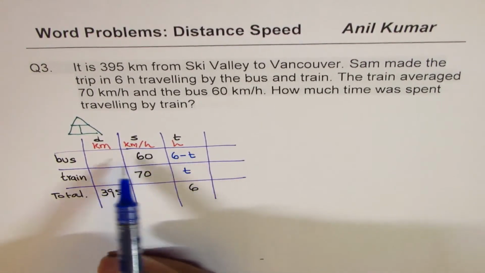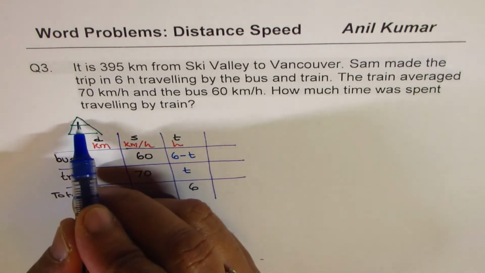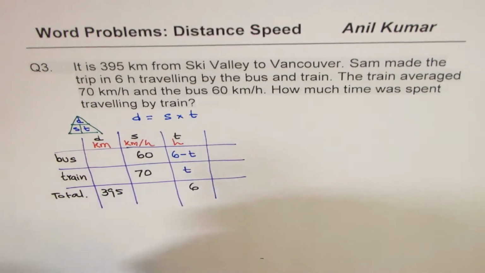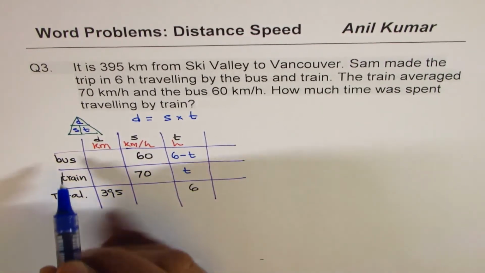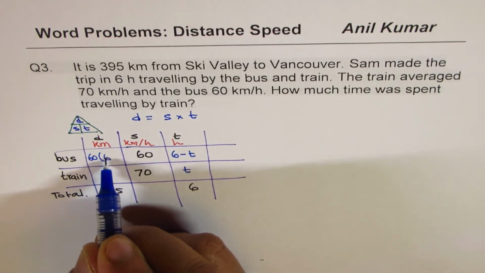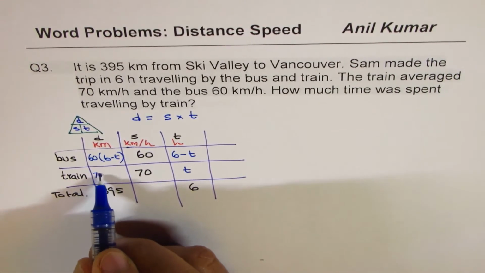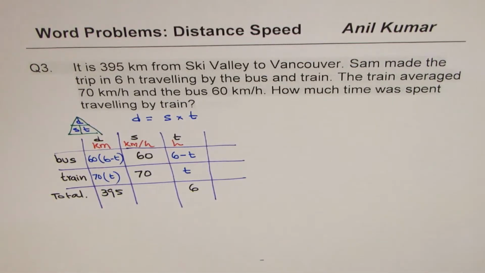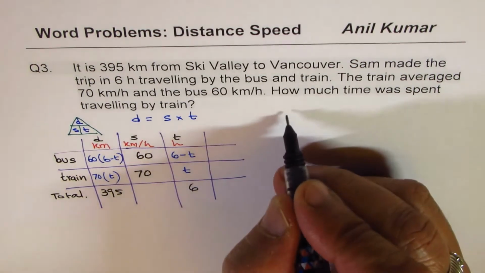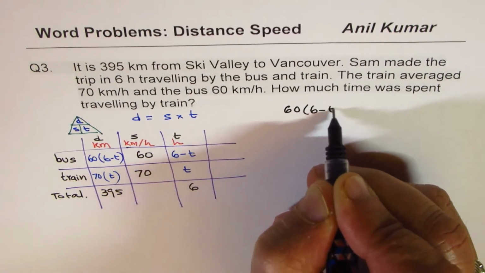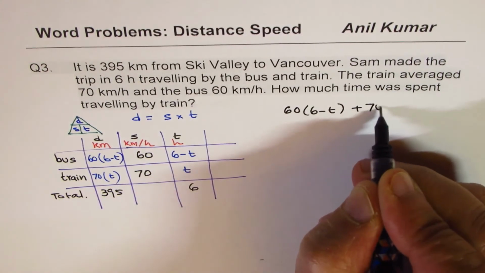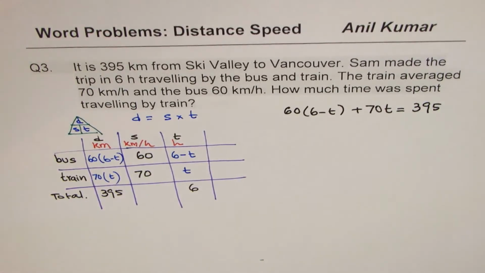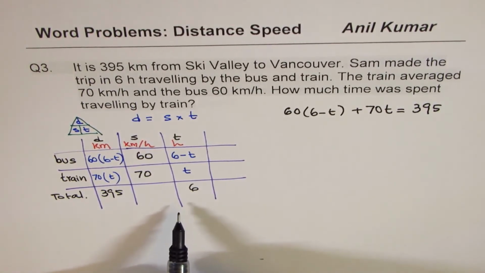Once you get that, you know distance. Distance is speed into time, right? We have distance is speed into time. So we'll just multiply these two and can write here 60 times 6 minus t, and this is 70 times t. Perfect. And total is 395. So from here, we get one equation. Do you see that? So the equation is 60 times 6 minus t plus 70t is equal to 395. So simple, right? That is how you should be doing such questions.